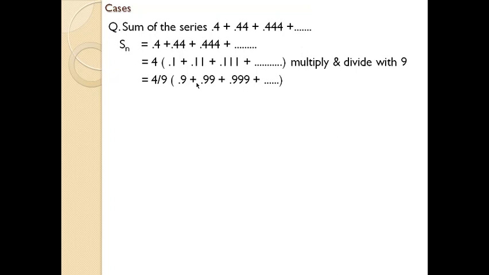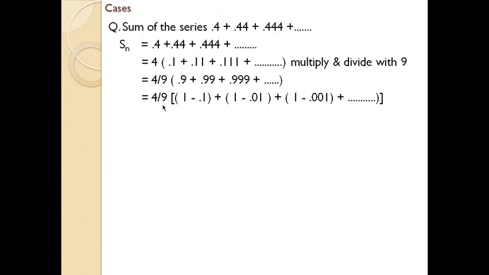In the next step you need to make some more changes in the numbers within this bracket, because you need to arrive at a geometric progression or an arithmetic progression, and we can't arrive at that on the basis of this series alone. So you need to make further changes in the series, so that you will get 4 by 9 into 1 minus 0.1, because the result of 1 minus 0.1 will be 0.9. That is, we split this number in a meaningful manner, plus 0.99, that is 1 minus 0.01, plus 1 minus 0.001, you will get 0.999, and the series is going like that.